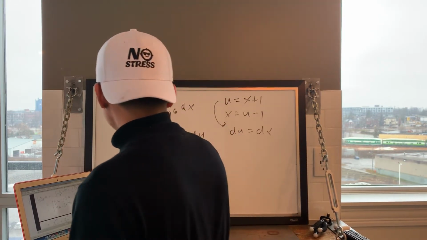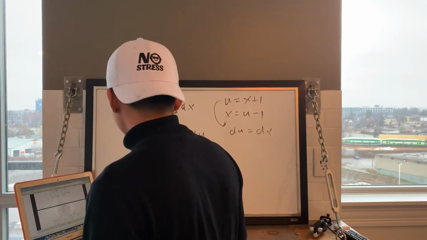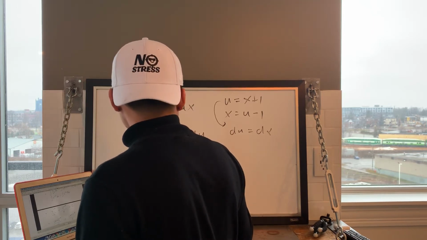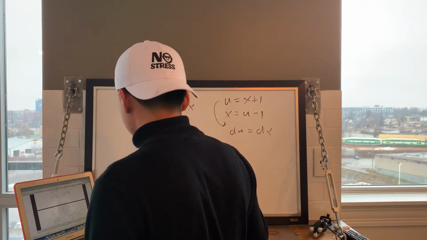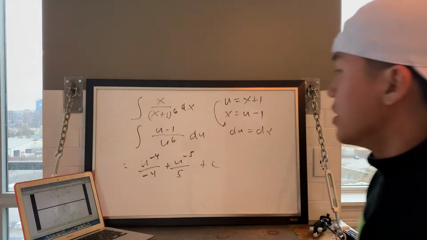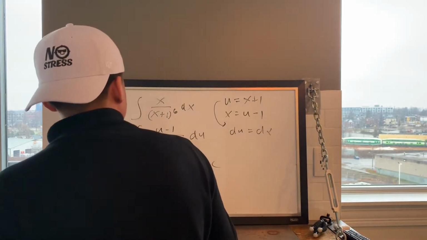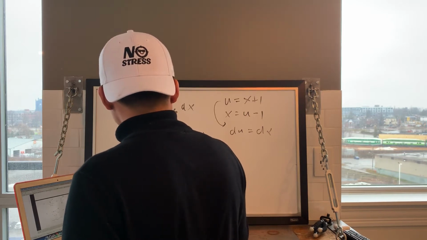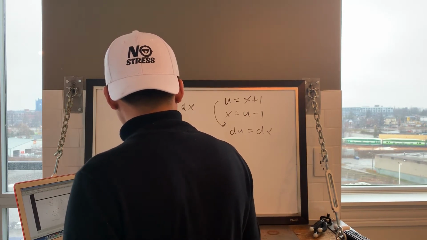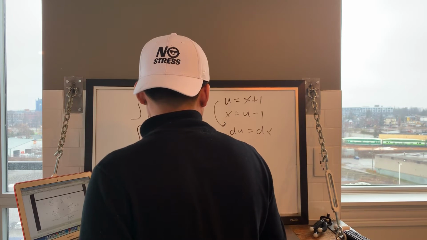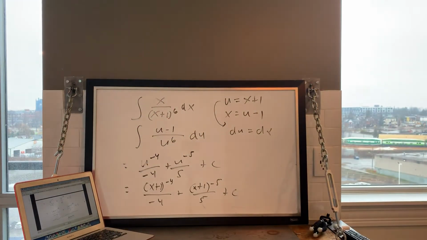So if I were to integrate this, I would just have, as a final answer, u to the negative 4 over negative 4 plus u to the negative 5 over 5 plus c. We have a minus and a negative 5, so we get rid of the negative and have a positive. So we would have just (x plus 1) to the power negative 4 over negative 4 plus (x plus 1) to the negative 5 over 5 plus c. Sweet.